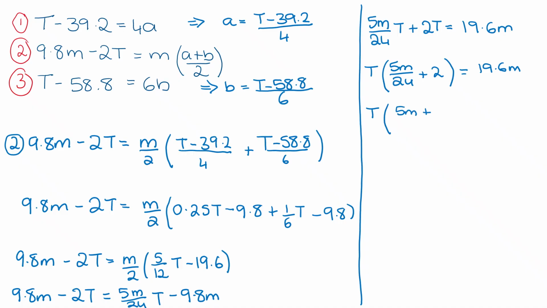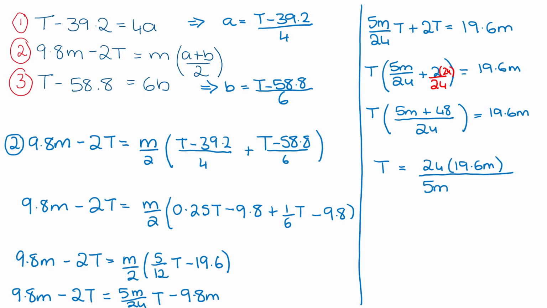So I'm going to say that's 5m plus 48, all over 24. So all I'm doing there is saying that 2 can be written over 24, but I also need to multiply the top by 24, which gives us that 48. And that gives me my 19.6m. That makes it easier to bring across that 24 to multiply first, and then divide by the 5m plus 48. Final answer is going to be 470.4m all over 5m plus 48.